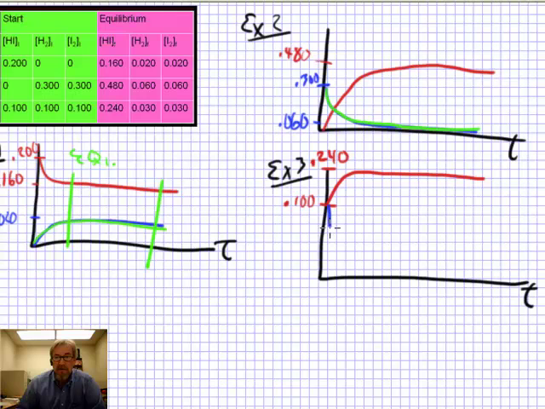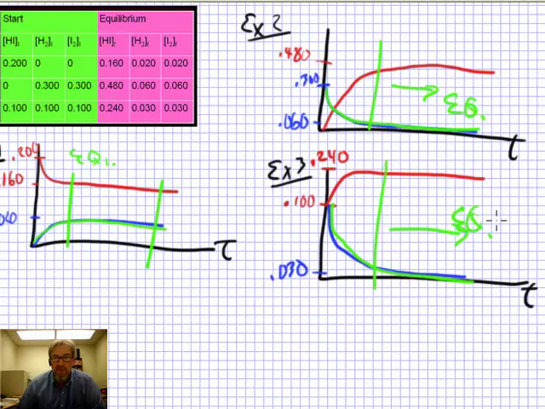The concentration of I2 starts at 0.10 and it drops until when it reaches dynamic equilibrium it's at 0.030. And of course, as we've seen, the concentration of H2 is going to follow that same path and end up at dynamic equilibrium also at 0.030. So here's equilibrium after this point, and here's equilibrium after that point.